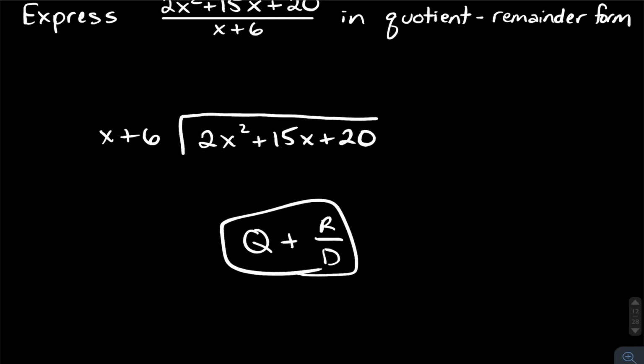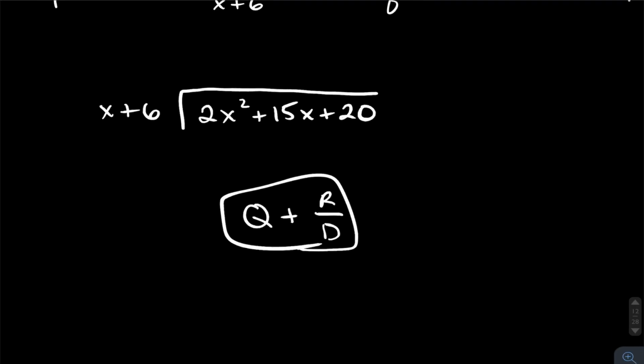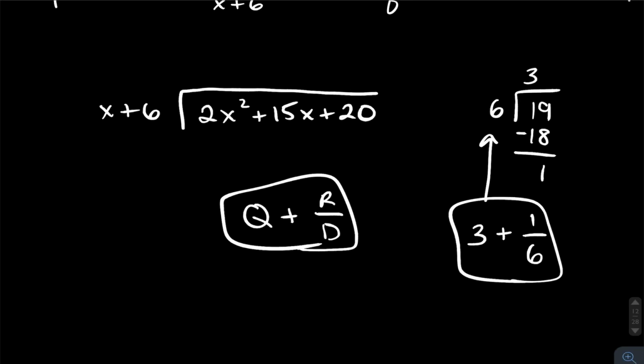Okay, why does this form make sense? Well, if we think about how we long divide regularly, let's pick two numbers that don't divide out evenly, like 19 and 6. If we divide these two, we know that 6 goes into 19 3 times, and we get a 1 here. If we wrote this in quotient plus remainder over divisor form, the quotient is 3, the remainder is 1, and our divisor, the thing that we're dividing by, is 6.